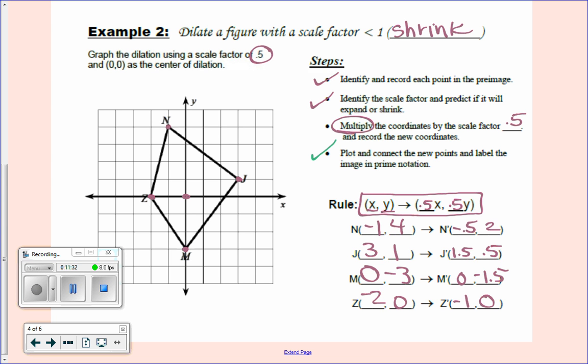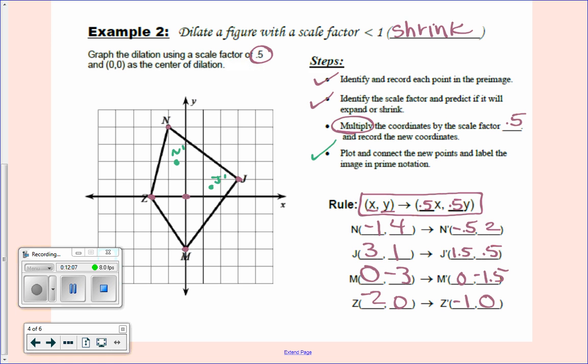So N prime is now -0.5, so we're going to go halfway. And then up 1, 2. Plot your point and label it N prime. You good? Okay. J prime is 1.5. We're going to go up 0.5, right there in the middle. We're going to label it J prime. We can kind of see it already shrinking. That means we're plotting correctly.